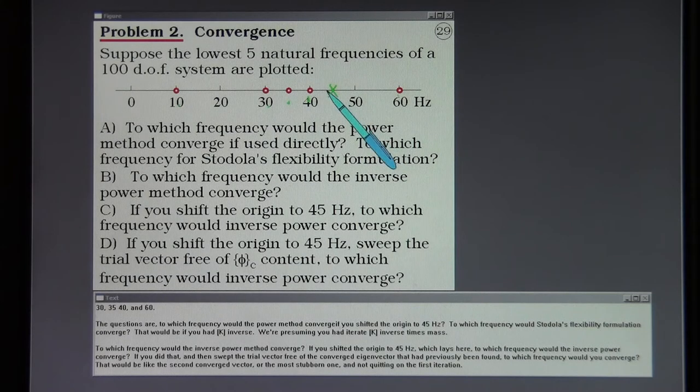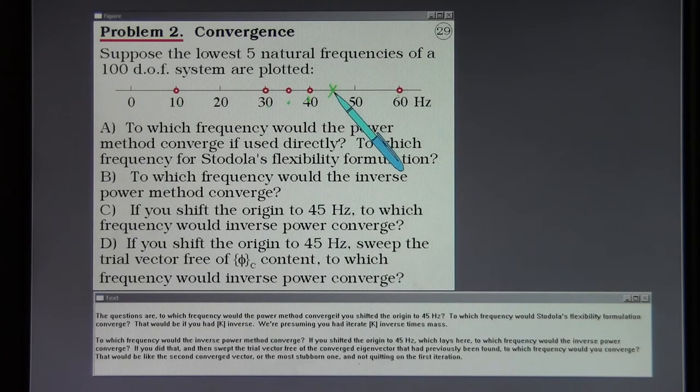If you did that and then swept the trial vector free of the converged eigenvector that had previously been found, to which frequency would you converge? That would be like the second converged vector, or the most stubborn one in not quitting on the first iteration.